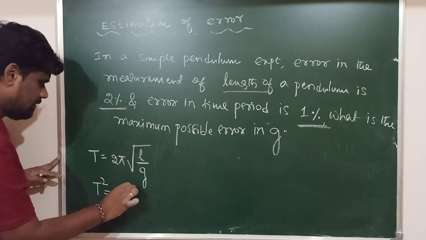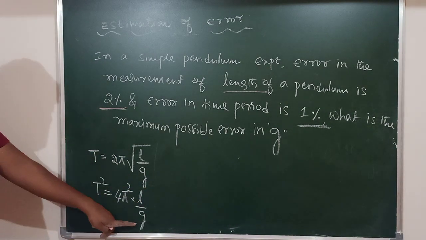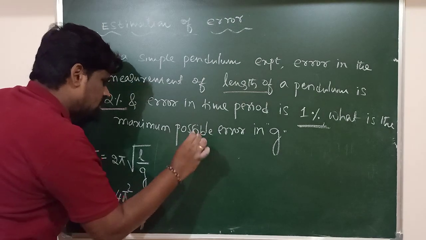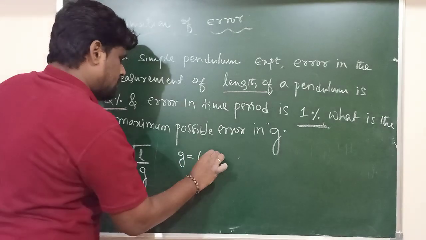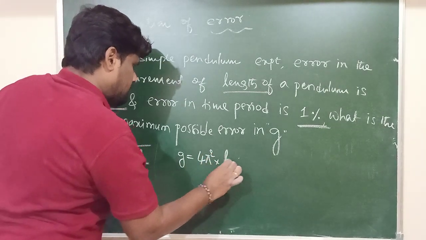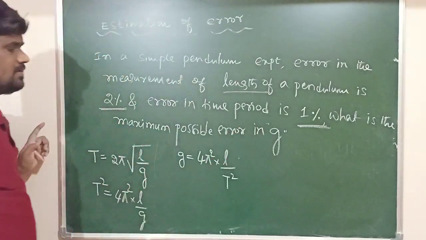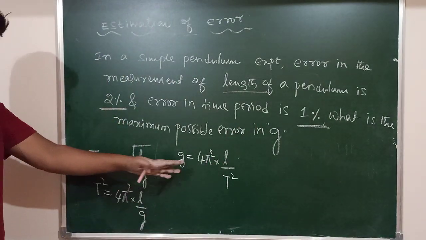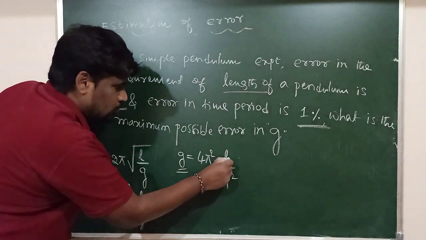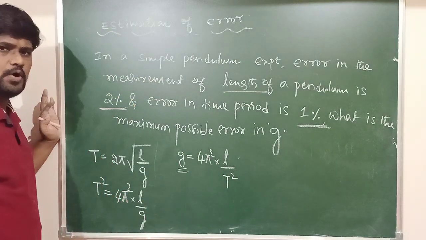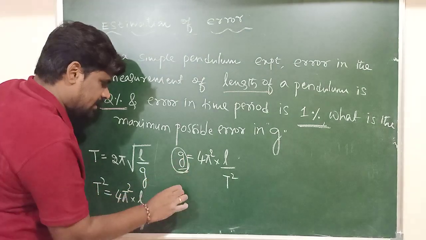Squaring both sides, T square equals 4 pi square into L by G. Then what is G? G equals 4 pi square multiplied by L by T square. See, this is the formula to calculate the acceleration due to gravity. So the error in G is due to error in L as well as what? Error in T.